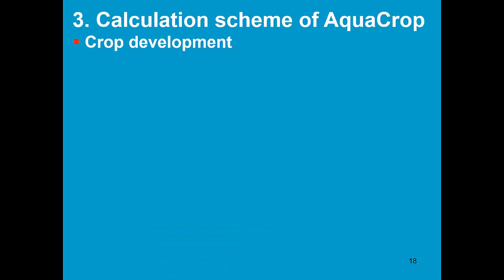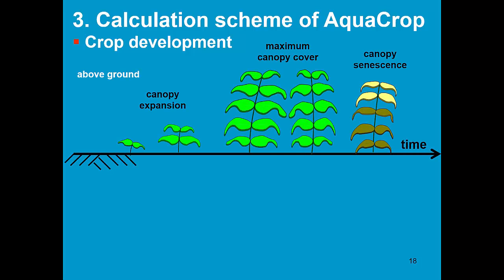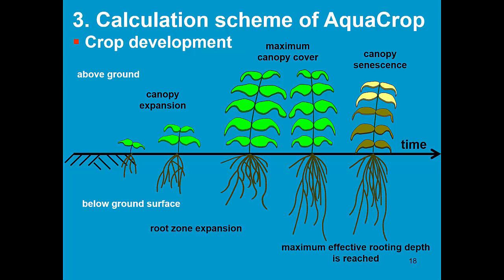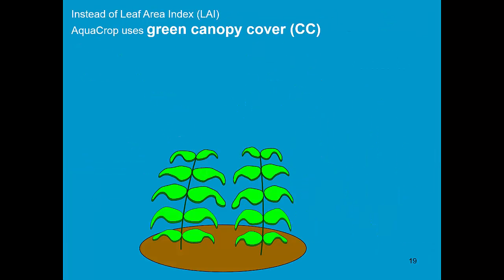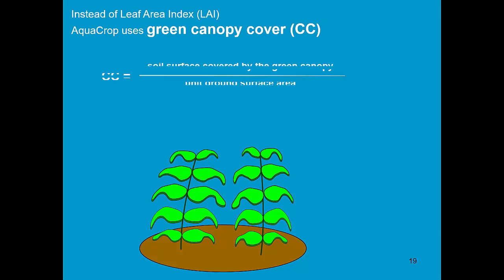So let's start with the crop development. When simulating crop development, AquaCrop describes the expansion of the canopy cover, which is above ground, as well as the development of the root zone, which is below the ground. A lot of models use leaf area index. AquaCrop does not use leaf area index, but uses green canopy cover, CC.